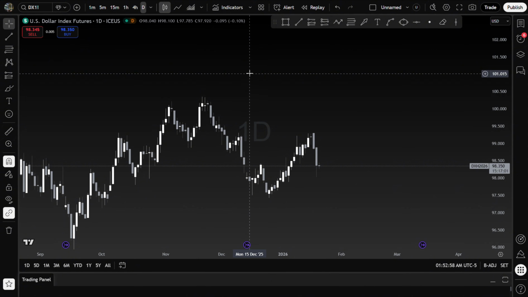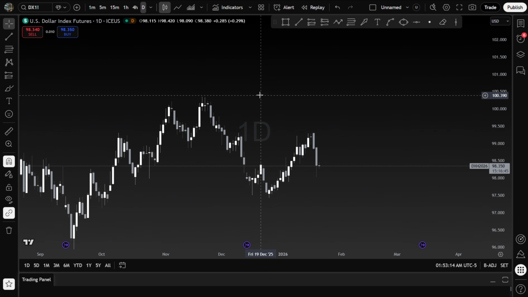Now, TradingView works on desktop and mobile. You can use both of them, but if you're serious about trading, I highly recommend you use the desktop version. It's faster, it's cleaner, and it gives you more control over your charts. Mobile is good for checking markets and getting alerts, but your real charting and planning should all be done on desktop.